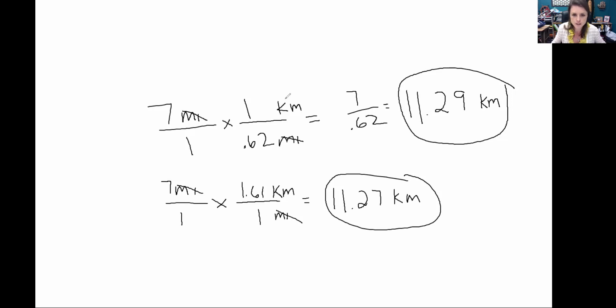So 1 kilometer is the same as 0.62 miles, or 1 mile is the same as 1.61 kilometers. But notice that kilometers is on the top, miles is on the bottom. The reason is because you have to make sure those miles are across from each other to cancel them out.